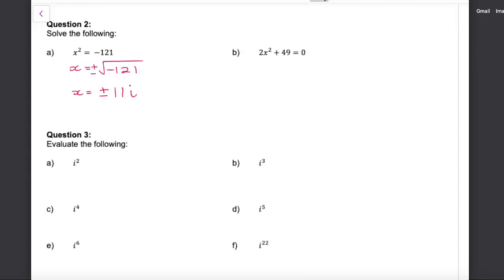So now what I'd like you to do is pause the video and have a go at question 2b, solving for x, and have a go at question 3. Knowing that we've got i squared equaling negative 1, evaluate parts A to F.